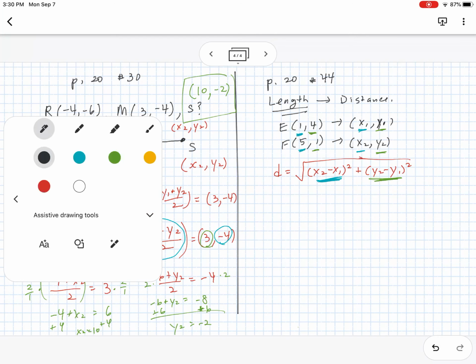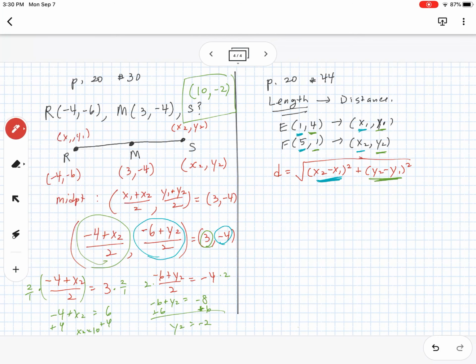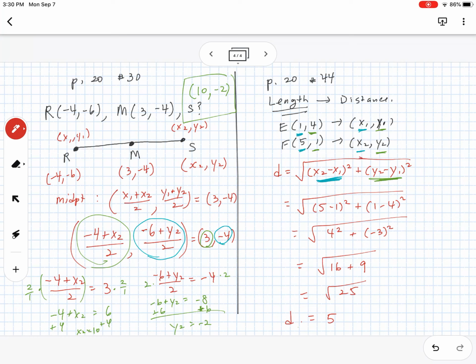All right, so let's go ahead and plug and chug. So my distance formula equals the square root of 5 minus 1 squared plus 1 minus 4 squared, square root 4 squared plus negative 3 squared, square root 16 plus 9, square root of 25, that's equal to 5. And that makes sense because we just want to know how far is it. And so from this point to the other, it's going to be 5 units away. All right?